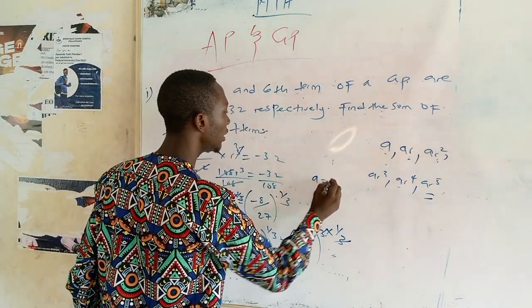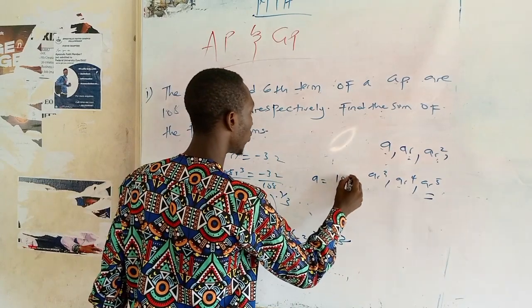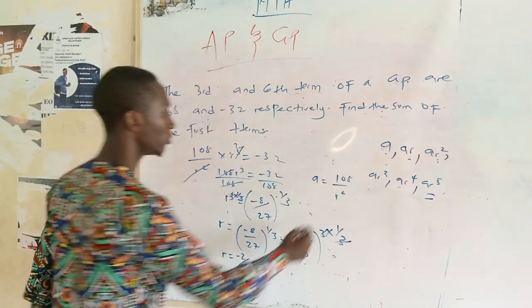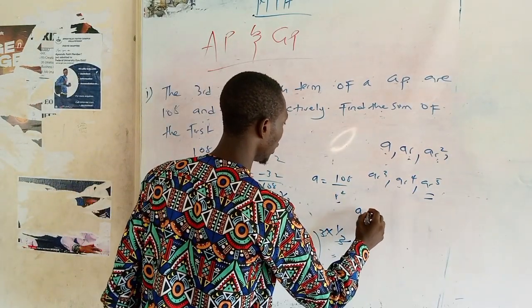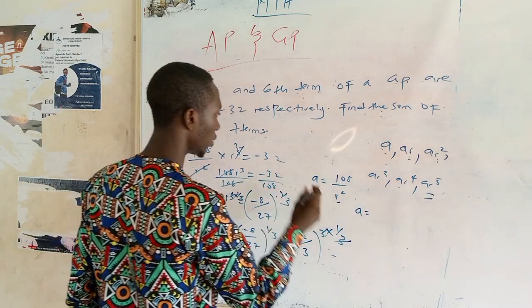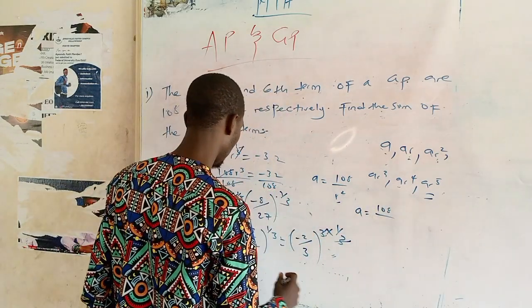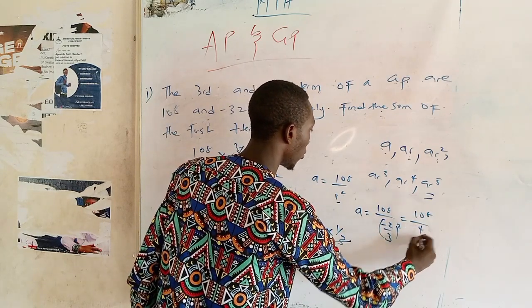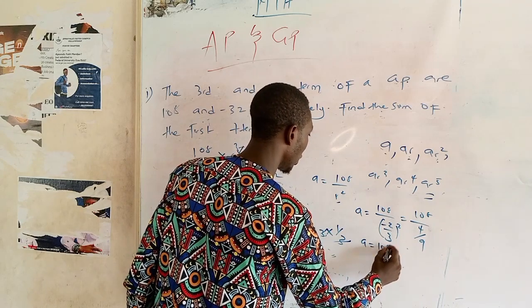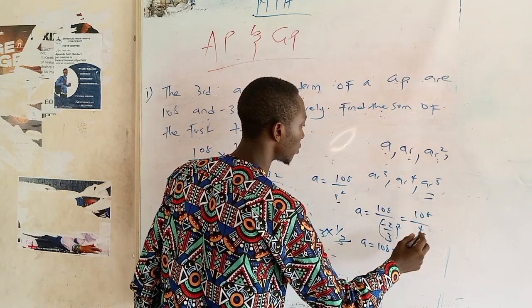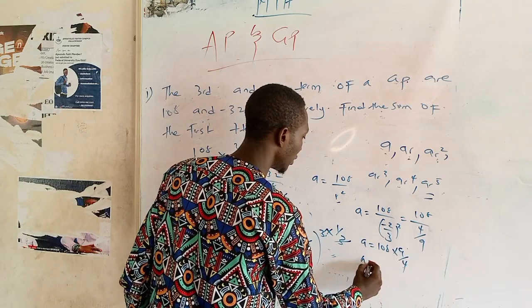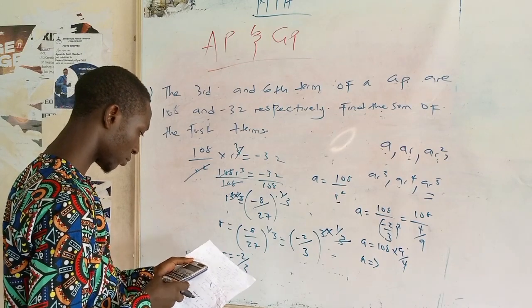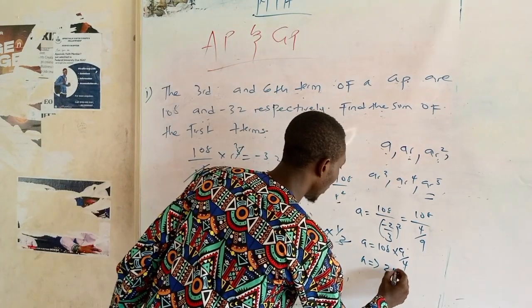And recall, in equation 3, my A is 108 over R squared. So I will just put my common ratio value in this place for A. So A equals 108 divided by minus 2 over 3 squared. So it becomes 108 divided by 4 over 9. So A becomes 108 times 9 over 4. So A is now 108 times 9 divided by 4. So my first term is now 243.